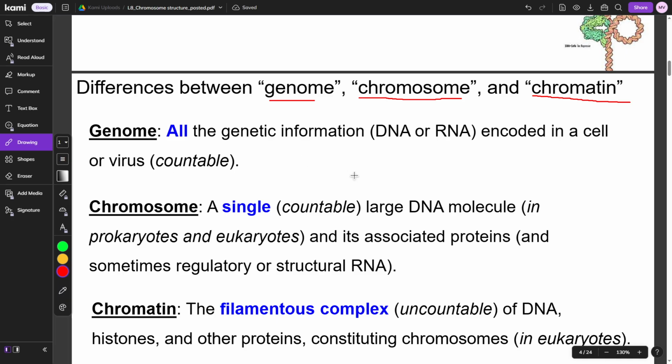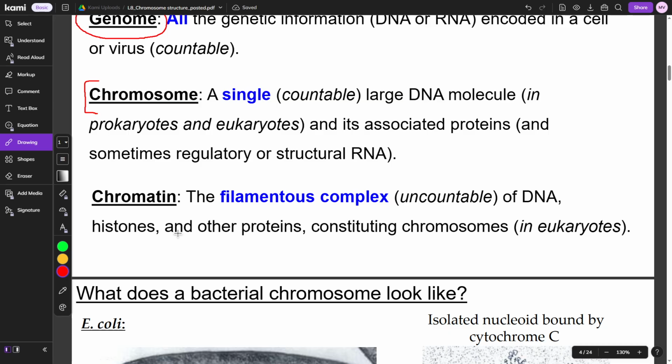A genome is all the genetic information, everything in the cell. All of your genomic DNA codes for proteins, tRNAs, rRNAs and all that stuff. That's your whole genome. A chromosome is a large DNA molecule that houses part of the genome. You have multiple chromosomes. For example, humans have 46 chromosomes, and all 46 of those make up the human genome. So a chromosome is a single unit of the genome, if you will.